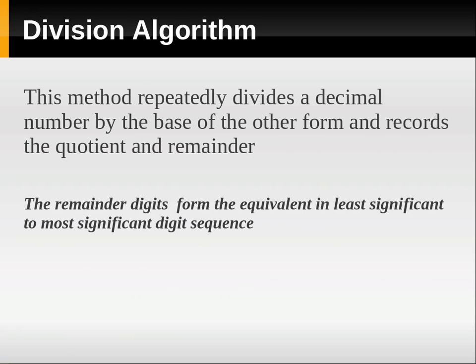So this process should be continued until the quotient becomes 0, right? And here the remainder digits form the equivalent LSB to MSB. The remainder that we get from the first process would be considered as the LSB, and the remainder that we get from the last process would be considered as the MSB, right?